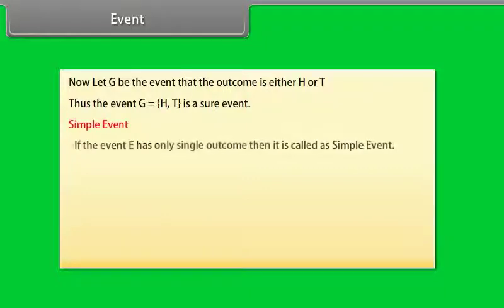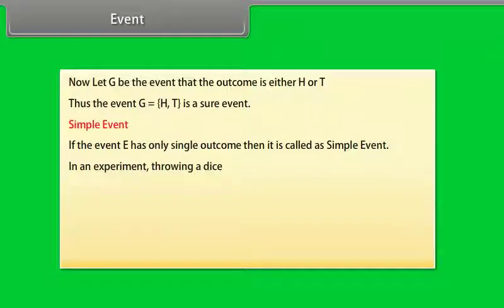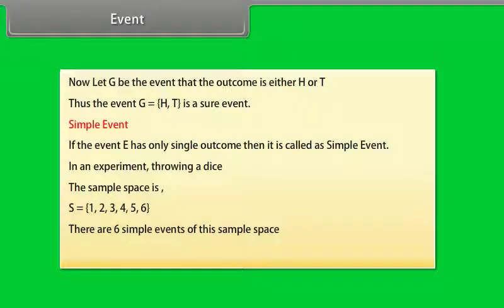Simple event. If the event E has only single outcome, then it is called a simple event. To understand it, let's take an example. In an experiment, throwing a dice, the sample space is S = {1, 2, 3, 4, 5, 6}. There are 6 simple events of this sample space. E1 = {1}. E2 = {2}. E3 = {3}. E4 = {4}. E5 = {5}. And E6 = {6}.